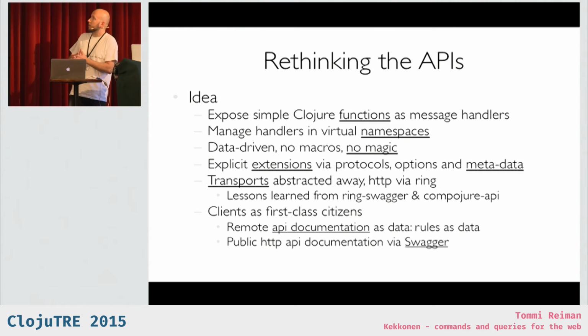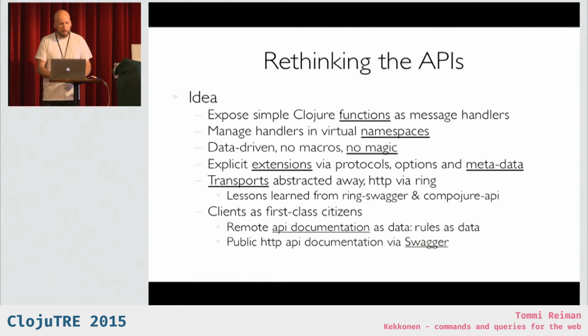So this is the thing we came up with. APIs. We love the Clojure functions. We want to expose them, tag them somehow. And they are consuming messages, they are like message consumers. We have to somehow categorize them, so we have to have namespaces. We don't want to use Clojure namespaces, we need virtual namespaces. We have done macro libraries, and that might not be the perfect way to do it. So data-driven, no magic, no macros, and make it extendable so that people don't have to reinvent the same thing again.